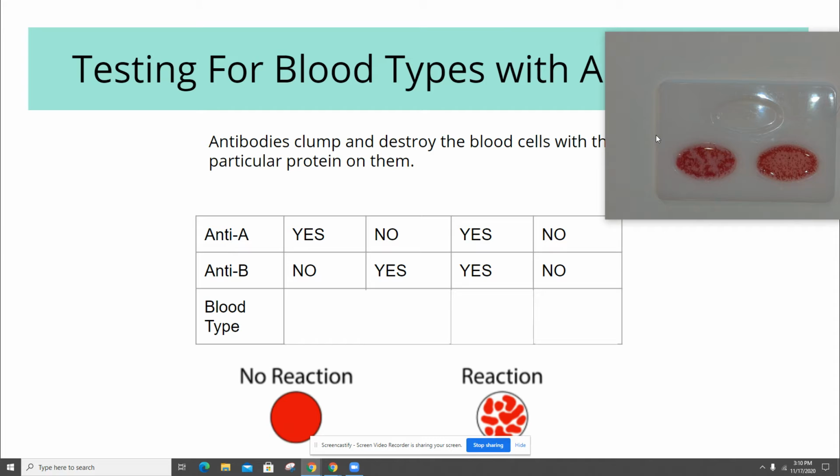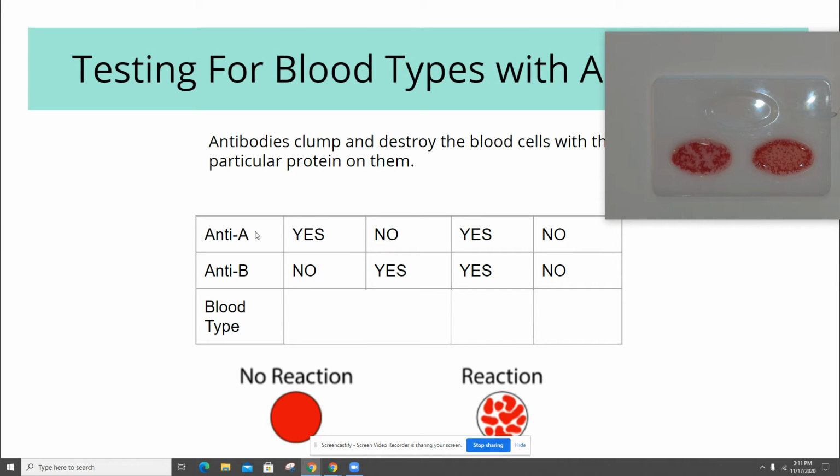So if you put anti-A in somebody's blood that has the A proteins, you will get a clumping reaction and the immune system will try to attack and destroy those proteins and the blood cell that it's attached to. And then that's the same with anti-B. If you put anti-B in someone's blood that has the B protein, it will attack and attach and destroy. So you'll get this clumping response.